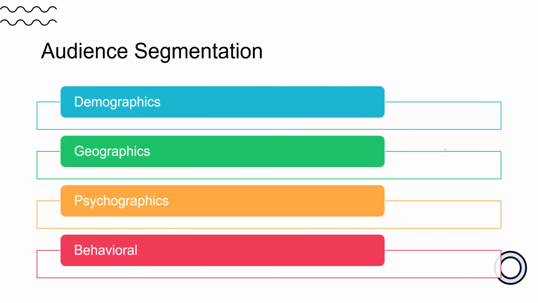Now, to discover the answers to those questions, we have to talk about something called audience segmentation. And audience segmentation includes the four main areas of demographics, geographics, psychographics, and behavioral information. Again, that's demographics, geographics, psychographics, and behavioral information.